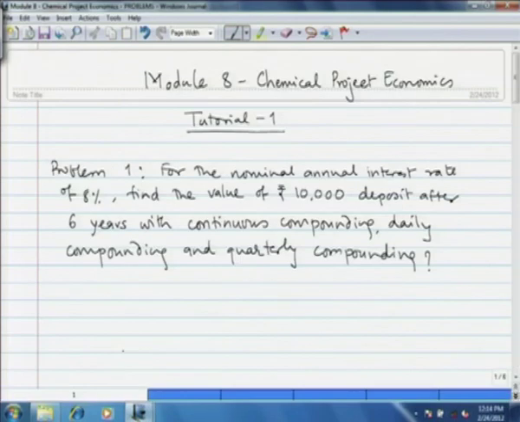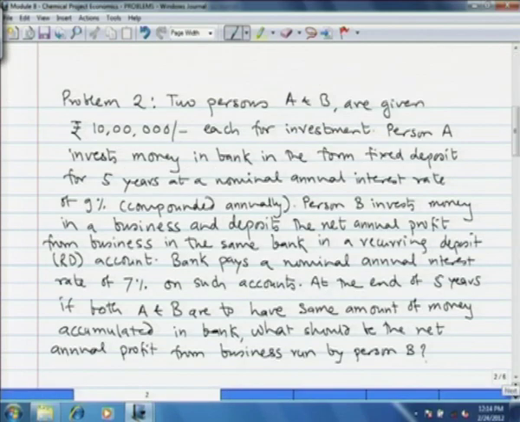Now, let us see the second problem. I will read the problem statement for you. Two persons A and B are given rupees 10 lakh each for investment. Person A invests money in a bank in the form of a fixed deposit for 5 years at a nominal annual interest rate of 9%, which is compounded annually. Person B invests money in a business and deposits the net annual profit from the business in the same bank in a recurring deposit or RD account, and the bank pays a nominal annual interest rate of 7% on such accounts.